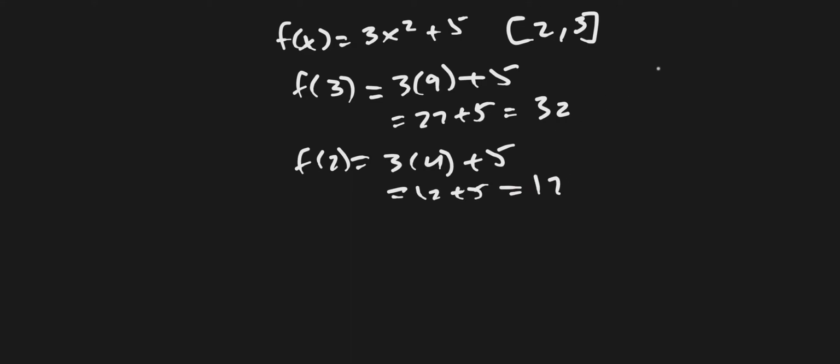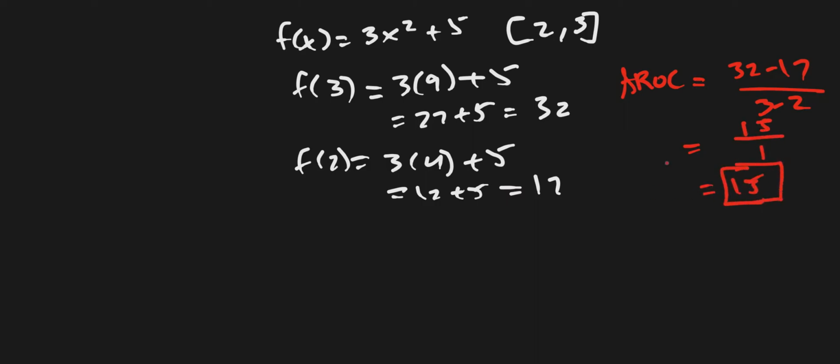Now I can find the average rate of change, which is equal to 32 minus 17 over 3 minus 2. Sorry, not 9 minus 4, 3 minus 2. So it's 3 minus 2, which is equal to 32 minus 17. What's that equal to? That's 15 over 1. It's just 15. That's our average rate of change.